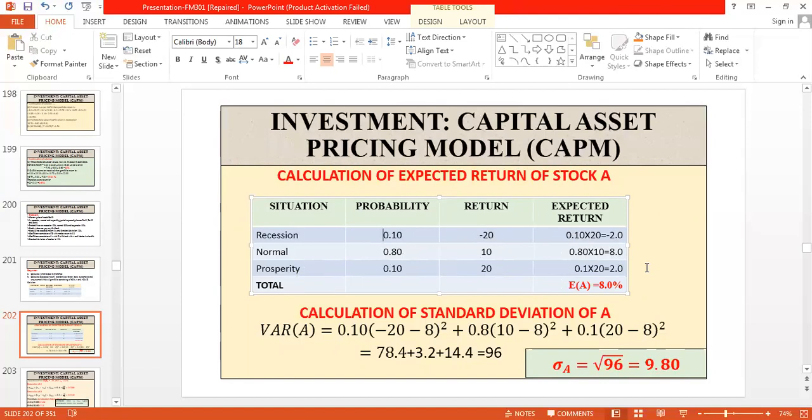Now you have to calculate the risk of the stock A. This you can do with the help of variance. Variance is from minus 20, you deduct 8, then make it square and multiply it by 0.10. For normal situation, from 10% return, you deduct 8% expected return, make it square and multiply by probability 0.8. Similarly, in prosperity, it is 20 minus 8, that is 8, square, into 0.10. Then these are the figures, you add them, it will be 9.6. So this is your variance. Standard deviation or risk is the square root of variance, which is 9.8. So from security A, you are getting 8% expected return against 9.8% risk.